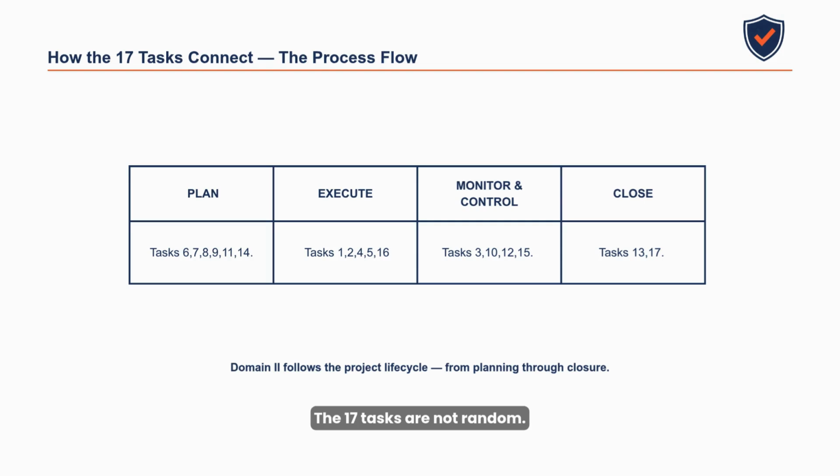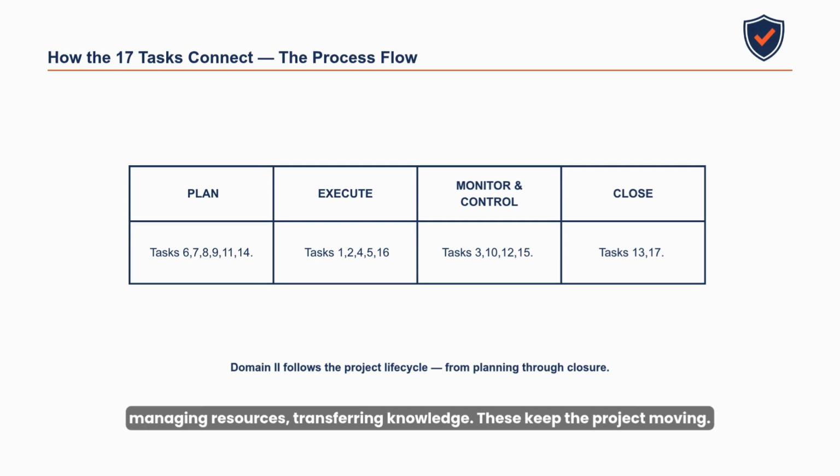The 17 tasks are not random. They follow the project lifecycle from start to finish. Planning tasks: scope, schedule, cost, quality, procurement, integration, governance. These establish the foundation before execution begins. Execution tasks: delivering value, communicating, engaging stakeholders, managing resources, transferring knowledge. These keep the project moving.